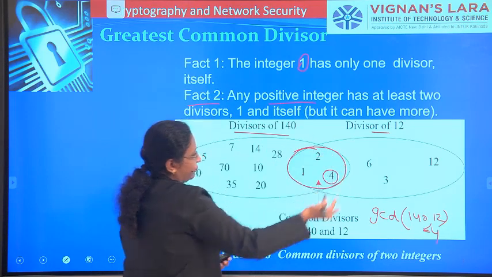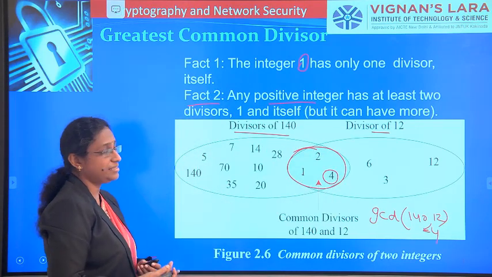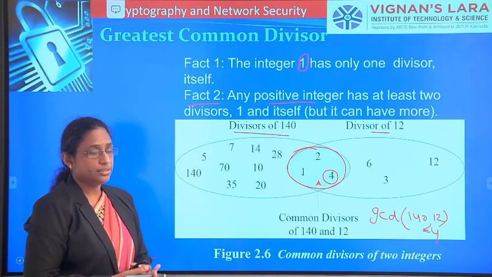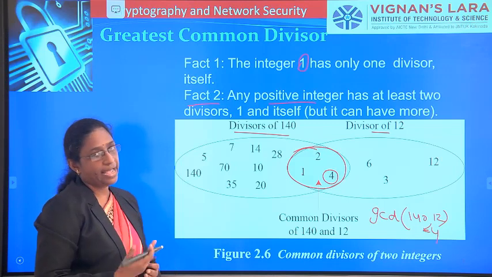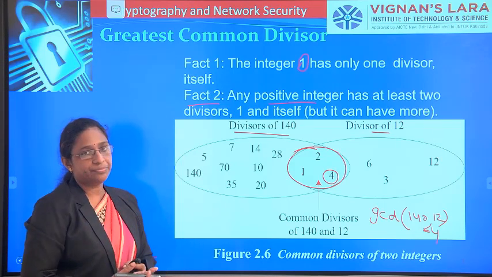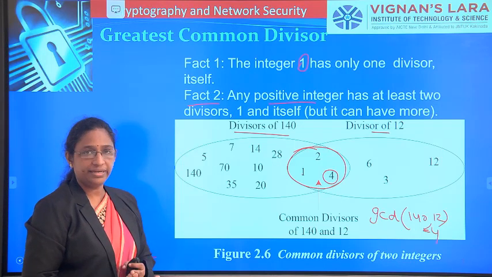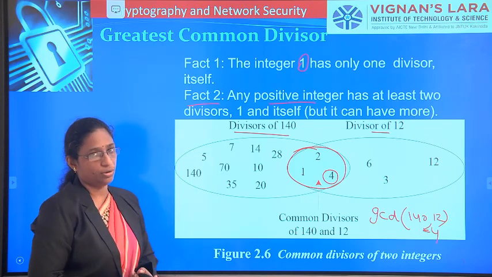The second fact is that any positive integer, like 140, 12, 130, has at least two divisors, one and itself, but it can have more. If it is a prime number, then it will have one and itself. If it is a normal integer, then it will have more also.